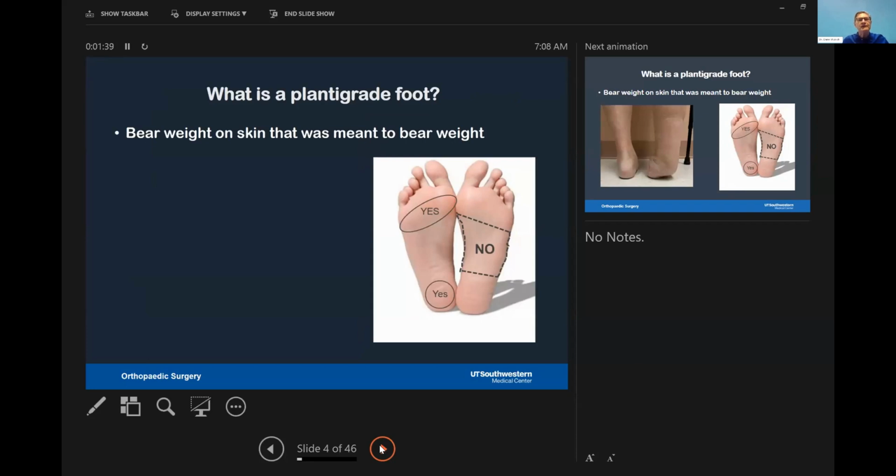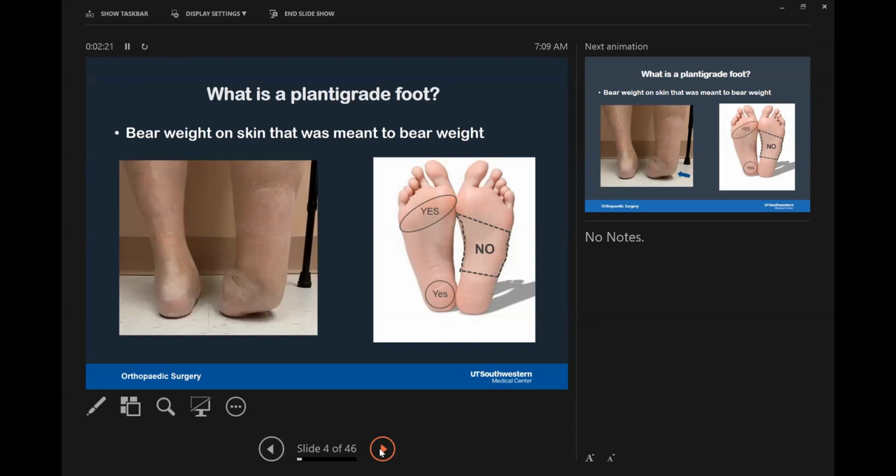One of the simple things I like to think about is the term plantigrade foot. The way I look at it, a plantigrade foot is when you walk on skin that was meant to bear weight. As you can see in the picture I've drawn on your right, under the metatarsal heads we bear weight, and under the heel we bear weight. But on the arch, I've written no. We're not meant to bear weight on the arch of the skin, so when the arch collapses and people bear weight on that skin, it breaks down. We're not meant to bear weight on the side of the foot, either the medial or the lateral, so we have to keep this in mind.